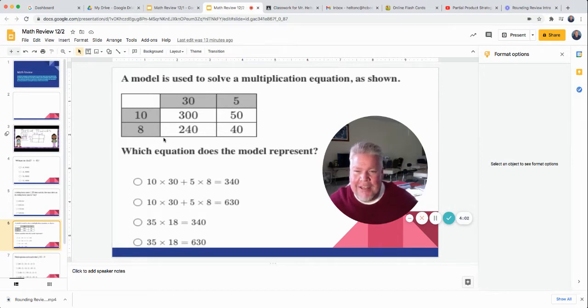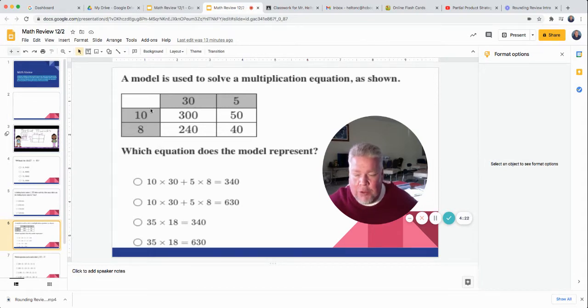So we were looking at this partial product box. And so what the question is asking here, it says, what equation does the model represent? It's hard to remember way back because we've done division and prime numbers and composite numbers and factors and multiples, all that since we've worked on this.